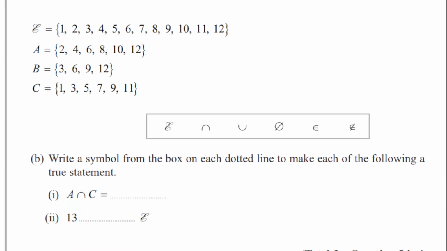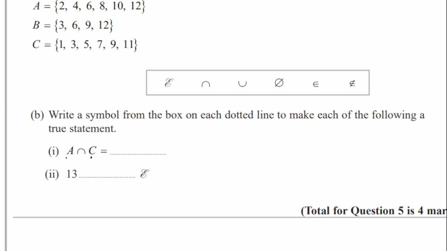The next part gives you some universal set again. That's the universal set here, and that's A, and that's B, and that's C. Now the question says use one of these signs. A intersect with C. So can A and C intersect or not? Do they have anything in common? A and C. They don't. A is 2, 4, 6, 8, 10, 12. C is 1, 3, 5, 7, 9, and 11. There is nothing in common.